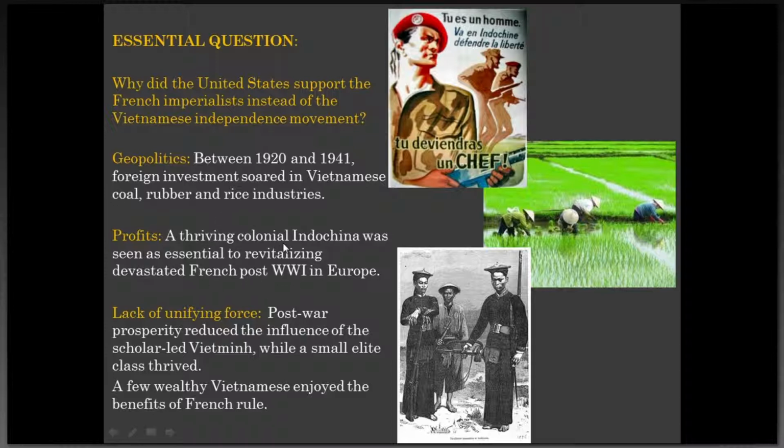A thriving Indochina was seen as essential to revitalizing devastated France after World War I, right? The prospects were hopeful. The idea was that the colonies will, of course, generate some revenue. The actual balance sheets on how much revenue they were generating and for whom is a question of dispute, right? I don't know that that was ever given real transparent analysis.